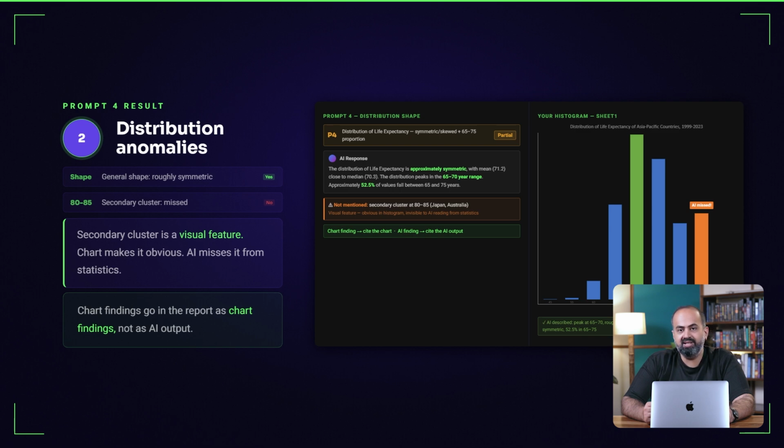So, what does this mean in practice? If you want to understand a distribution properly, always build a chart. Use AI to cross-check the general shape, symmetric versus skewed, but treat visual features like bimodal clusters as chart findings, not AI findings. If the AI missed it, it does not go in the EDA report as an AI output. It goes in as a chart finding. Your log is your answer. Write one sentence. For prompt 4, the AI correctly identified or partially identified or missed the distribution features because of the reason.